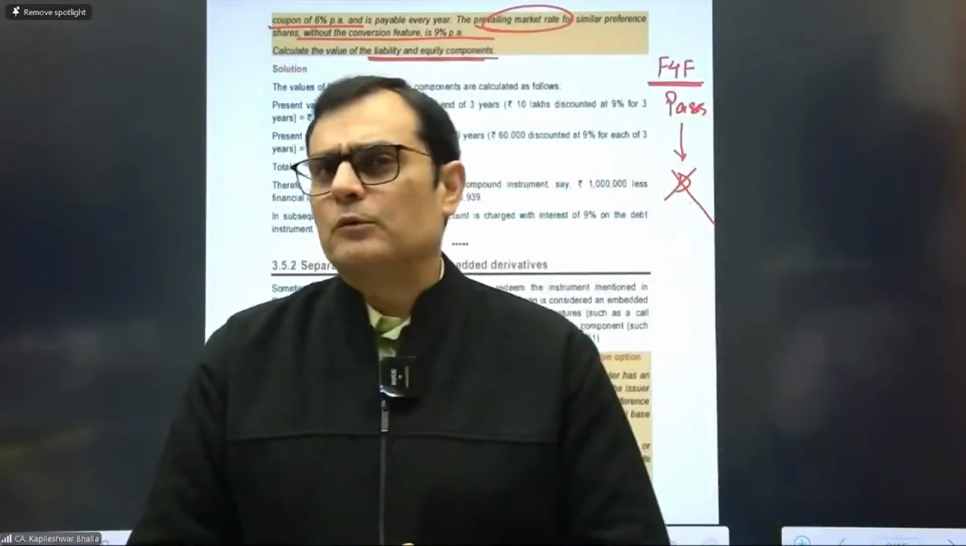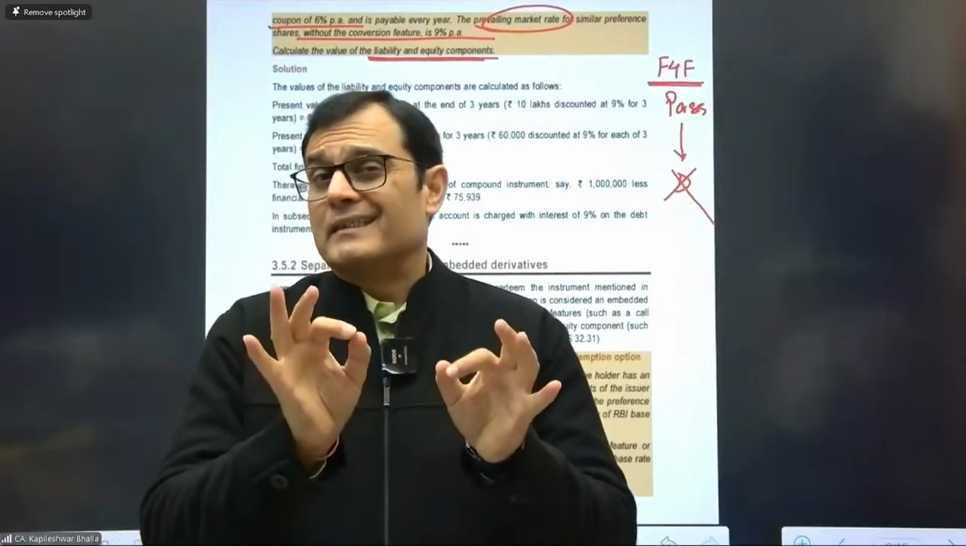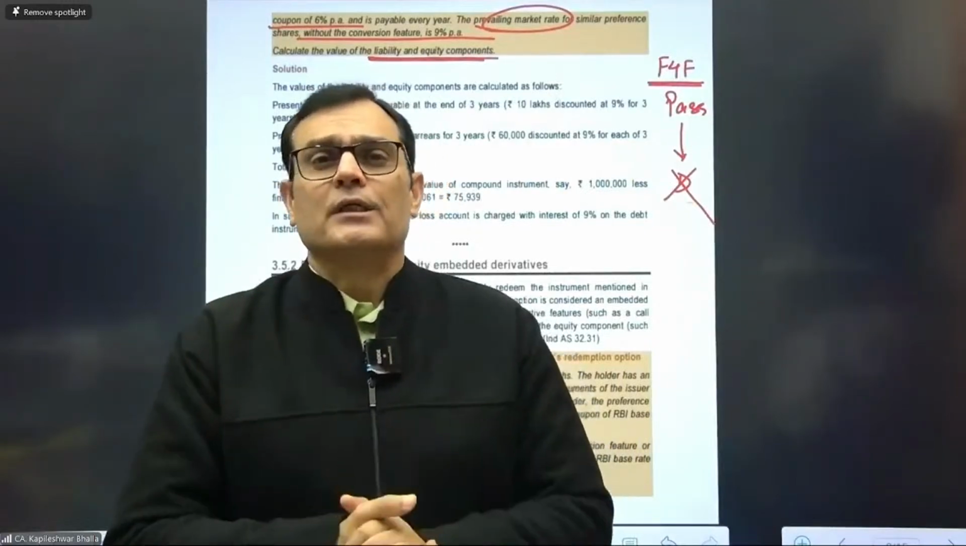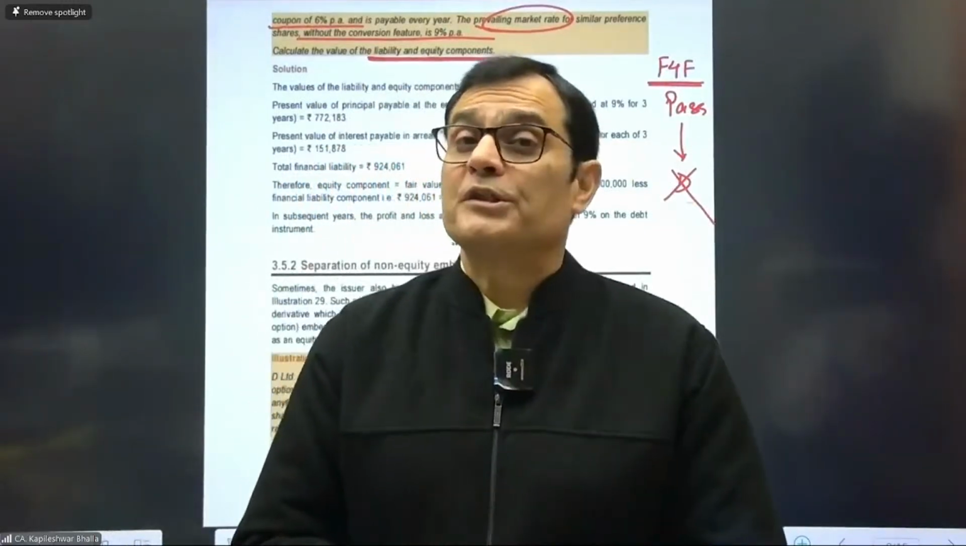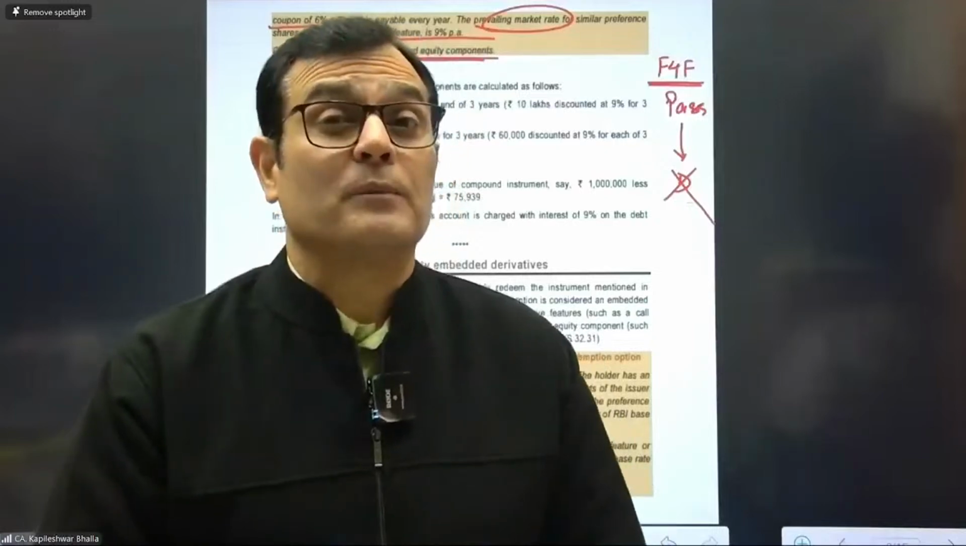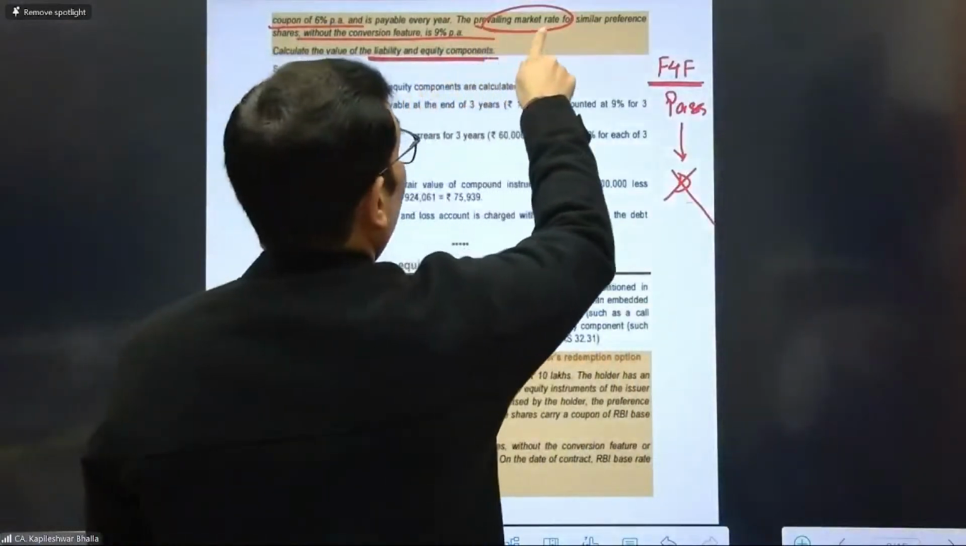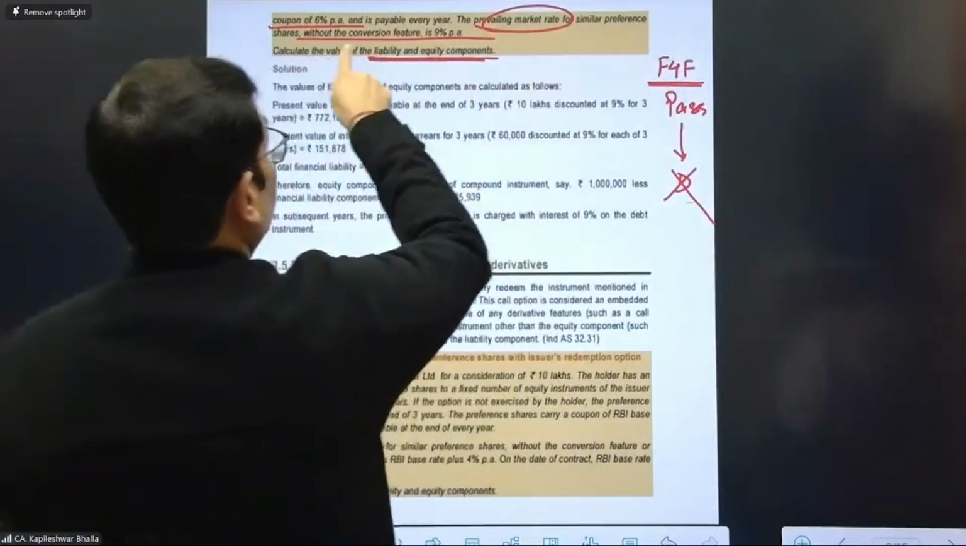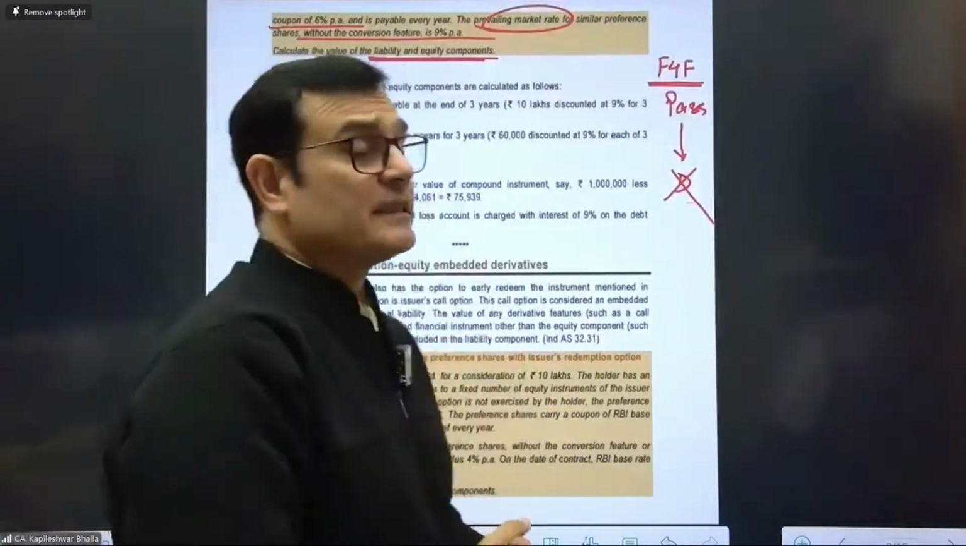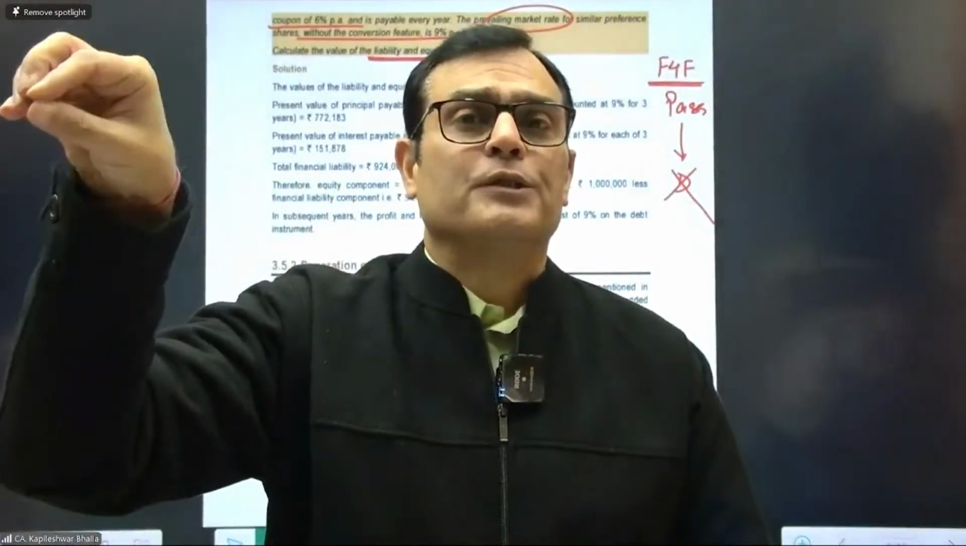And what is the rate at which discounting will take place? The standard very clearly says you are going to use the rate which is prevailing on a non-convertible instrument. The question very clearly says the prevailing market rate for similar preference shares without conversion is 9%. So in any case, for a compound financial instrument, the discount rate will be given and it will always be the market rate on a non-convertible instrument.